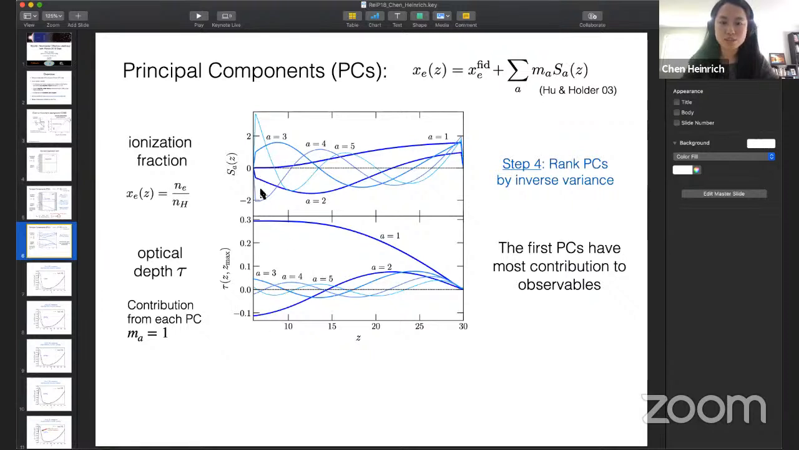Notice that they sort of just wiggle more and more after you rank them by inverse variance, so that the first ones have the most contribution to observables. So the first two modes basically describe a total tau, with the first one having more emphasis at the higher redshift, and then the second mode lets you trade the high redshift versus low redshift ionization. And this is what they look like in terms of the cumulative optical depth. Obviously the first two modes have the most contributions and the other ones have less.